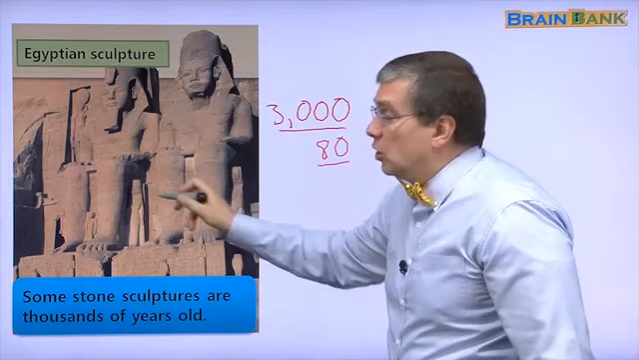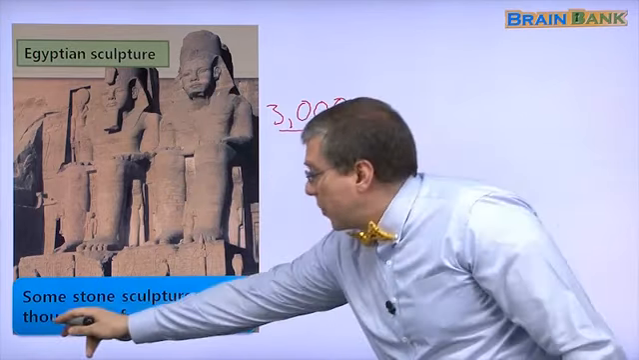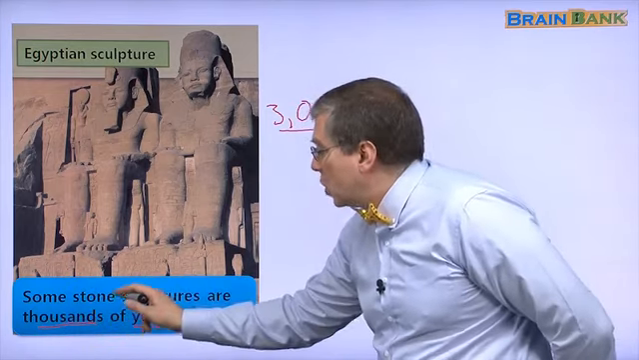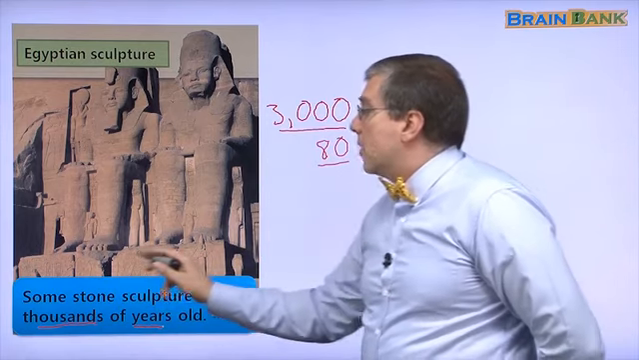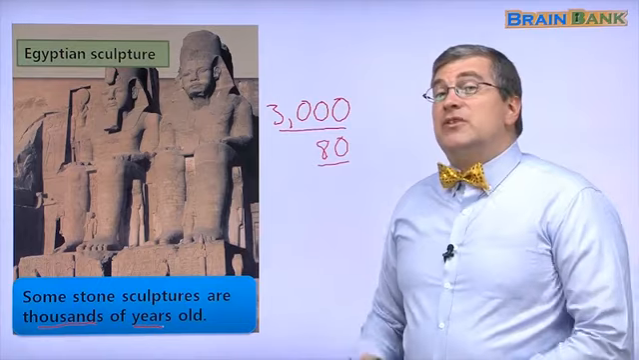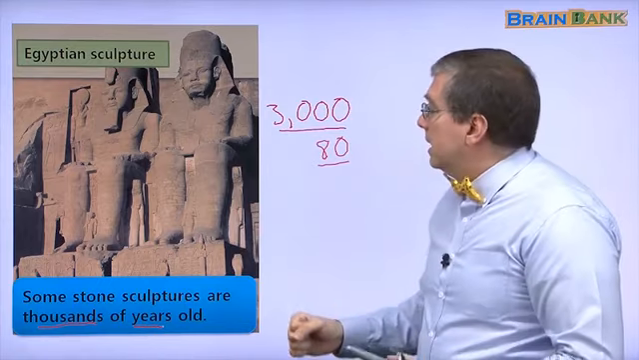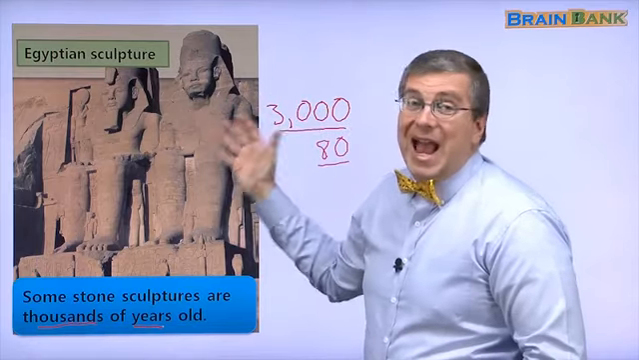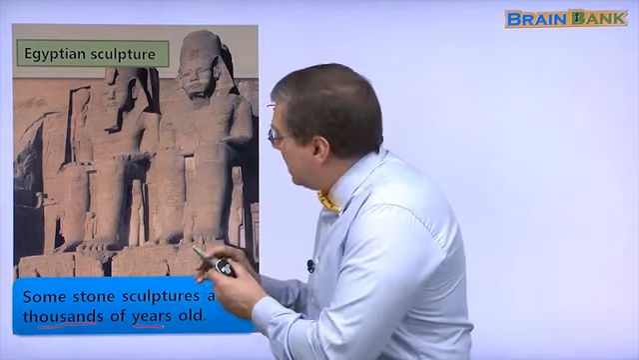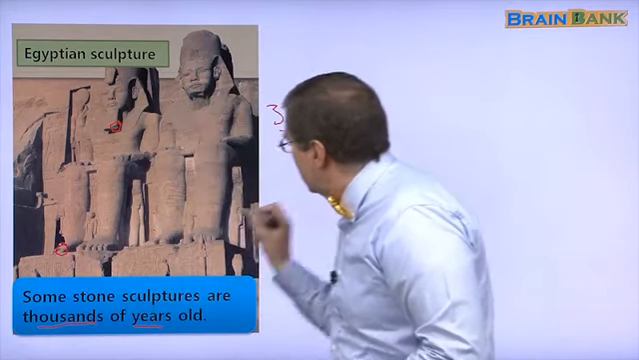But these sculptures were made thousands of years ago. Some stone sculptures are thousands of years old. They are made of stone. Stone is very strong. So they still last until today. Yes, we can see there is some damage, right? There's some damage.